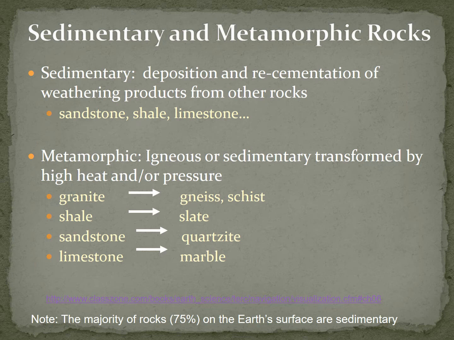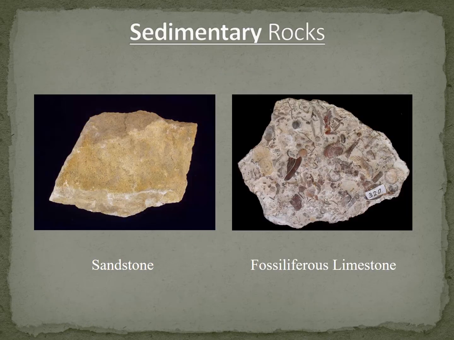All right, so I want you to note that the majority of rocks, about 75% of rocks on the Earth's surface, are sedimentary. So here we see sandstone. This is an example of sandstone on the left. And there's an example of fossiliferous limestone on the right, meaning limestone that's full of fossils. Pretty fun, huh? Look at all those cute little fossils in there.